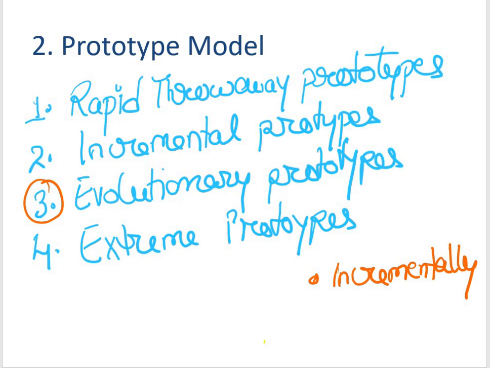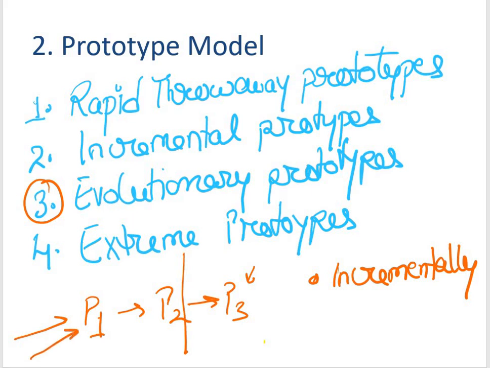So incrementally, let's say from P1 I reach P2. I'll refine P2 only, not P1. From P2 I reach P3. This time I'll refine P3. P2 and P1 are gone cases. So it's not like every time I have to refine P1. This also saves a lot of time.